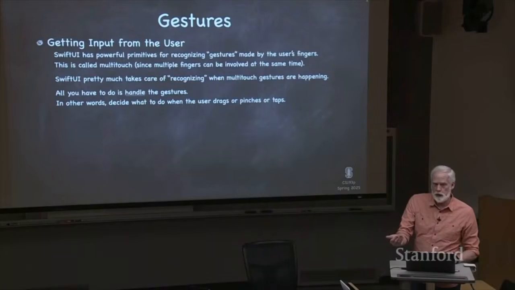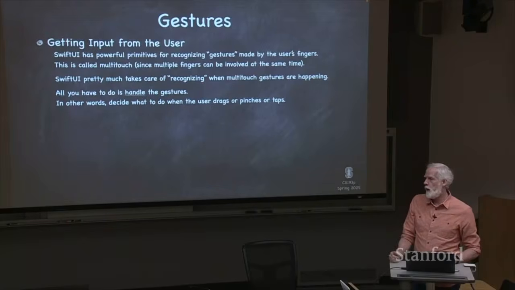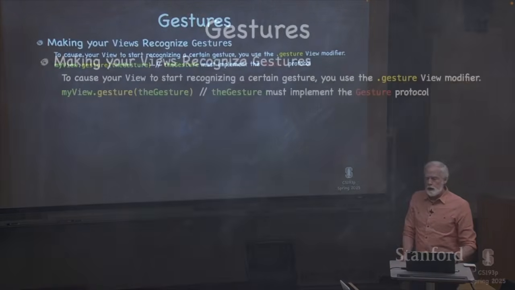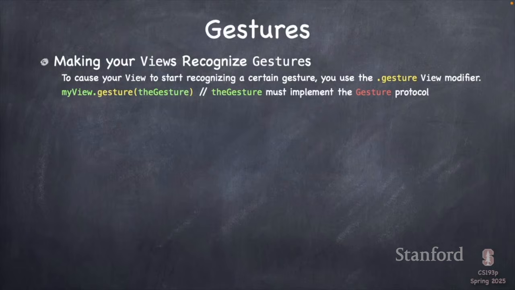So your job is to attach a gesture handler to a view and then handle it, like do something when that gesture happens. The first part of attaching a gesture handler to a view is the .gesture view modifier. You just say whatever view, .gesture, the gesture, and the gesture has to be anything that implements the Gesture protocol, like tap gestures and drag gestures, etc.